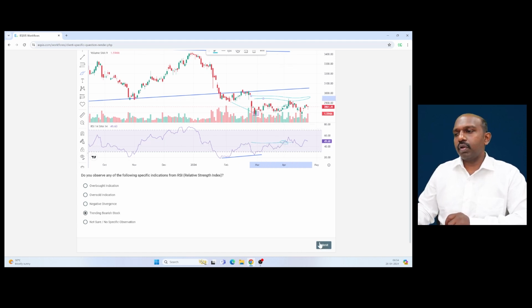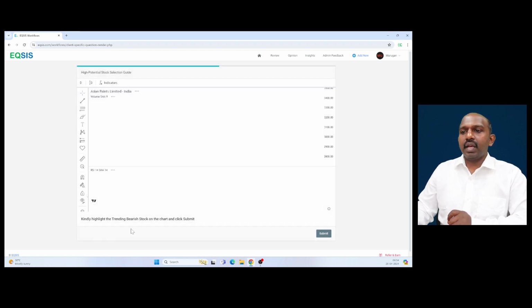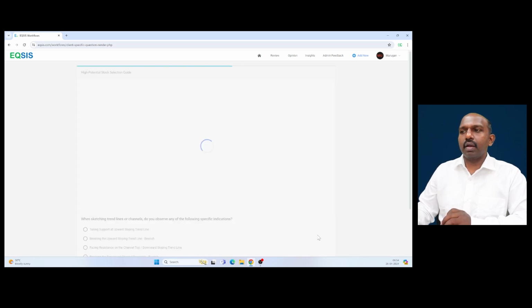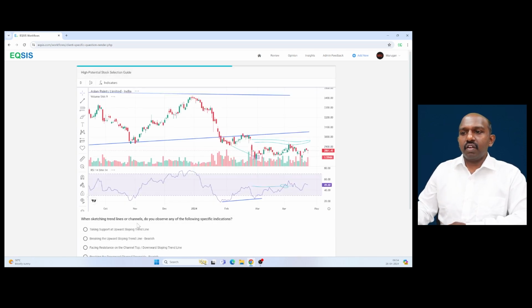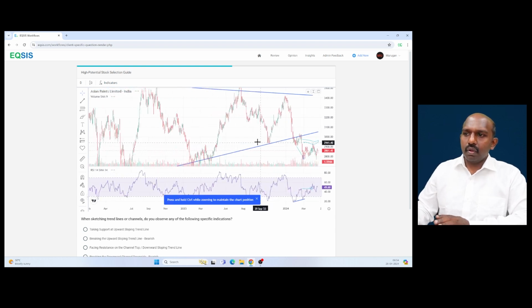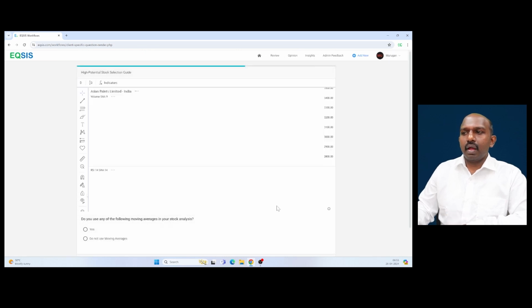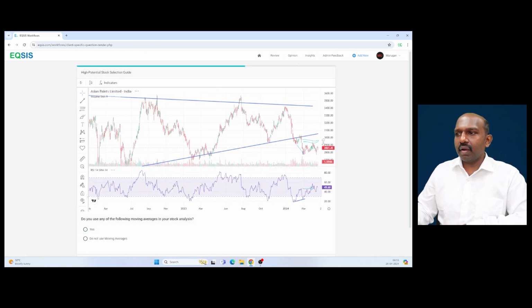Now have a look at that area, and kindly highlight the trending bearish stock here. We look at this particular area as a reason to mark it out. When sketching the trend lines or channels, do you observe that this is already broken in this area? It is breaking the upward sloping trend line on the bearish side, and this is part of the triangle as well, which is broken. Do you wish to apply any moving averages at this moment?